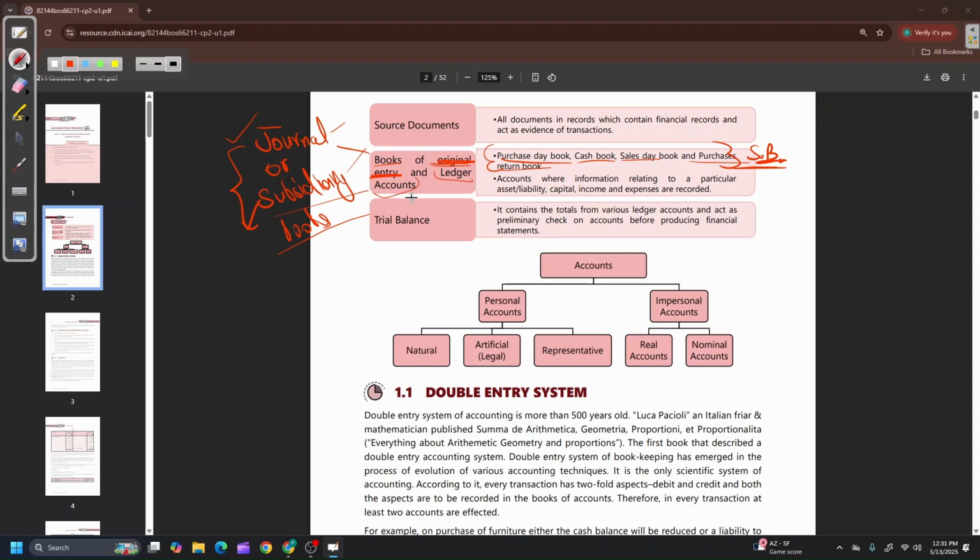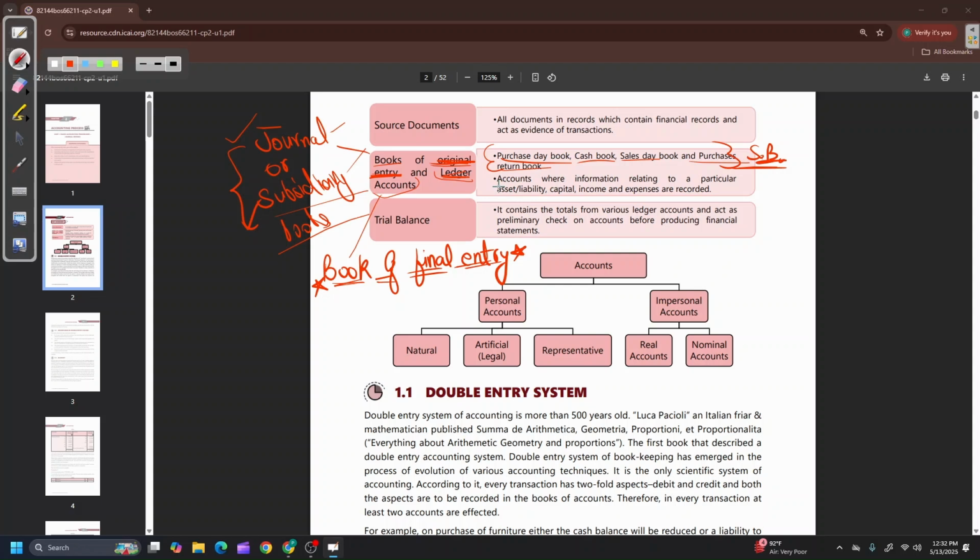Now ledger account. Ledger is known as the book of final entry. You can note it down if you want. Book of final entry is known as your ledger. So in the ledger, what do you do? You categorize more. We'll talk about it in more detail. For now, just remember the book of original entry is the journal or subsidiary book, and the book of final entry is the ledger.